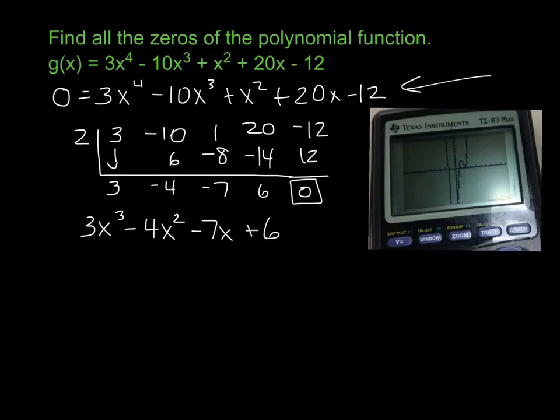Once again, I'm going to look at this polynomial and see if we could factor by grouping. If I put this vertical line here, we're not going to get the same thing on either side. That tells us we're going to need to use our synthetic division steps again. So we're going to put our synthetic division down. 3, -4, -7, and 6. Double checking again. X to the third, x squared, x, and x to the 0.